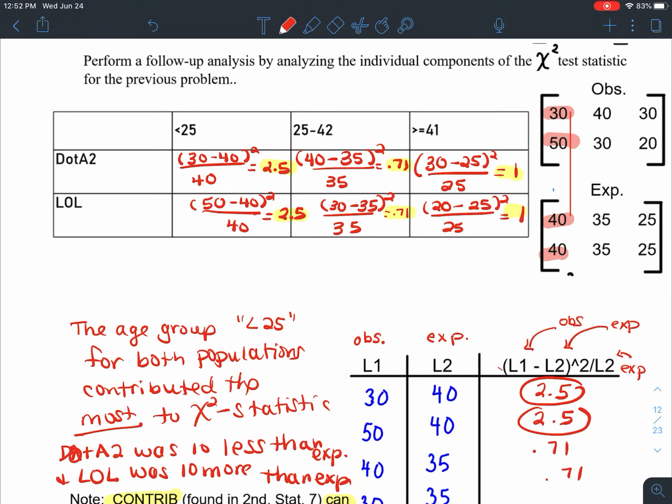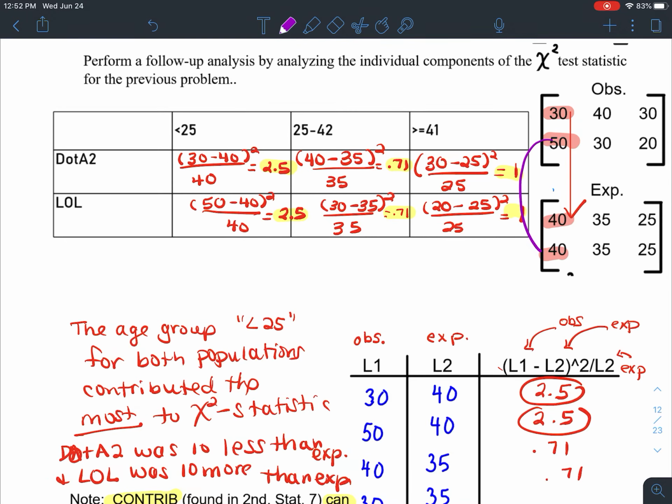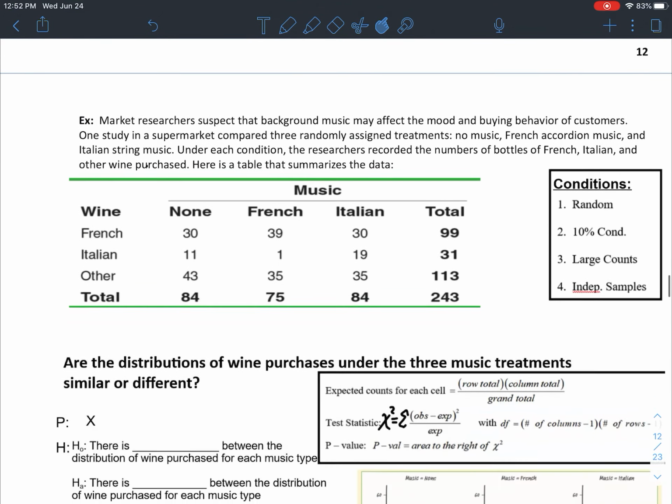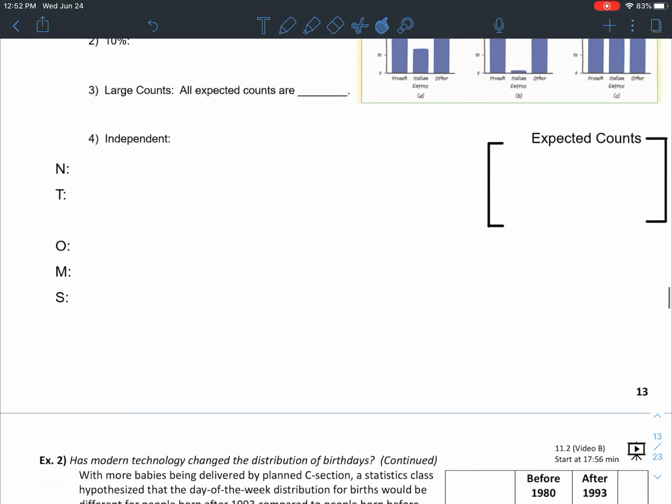So here's what I observed for Dota 2, but then here's what actually happened. For Dota 2, the observed was 10 less than what I would have expected. And then for League of Legends, the observed was 50, but I was expecting 40. So for League of Legends, that was actually 10 more than what I expected. All right, so that's how you do a follow-up analysis for a chi-squared test for homogeneity.